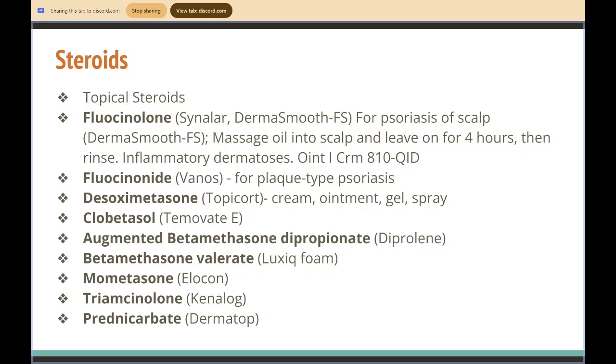A side effect of clobetasol and long-term steroid use is skin thinning. So augmented betamethasone dipropionate, there's valerate, which is Luxiq foam, mometasone, triamcinolone, and prednicarbate. All right.